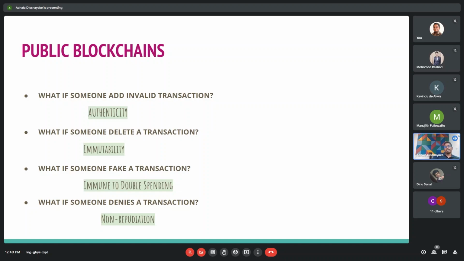So that you basically can't spend money you don't have, and then the non-repudiation. We'll go into each of these characteristics in the next slides.